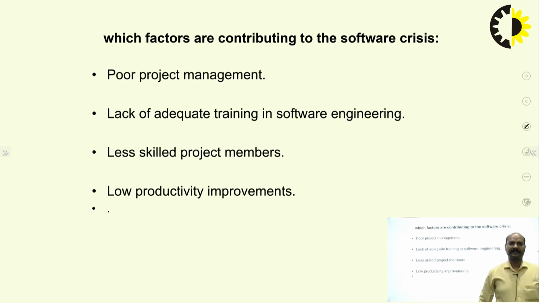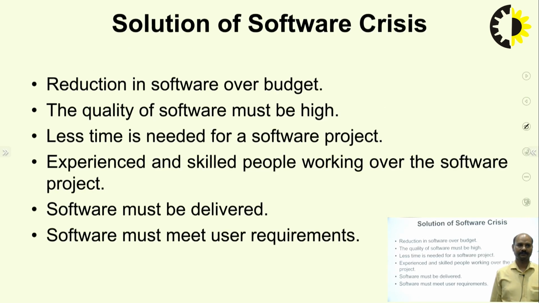The factors contributing to the software crisis are poor project management, lack of adequate training in software engineering, less skilled project members, and low productivity improvements. So, the solution of the software crisis: reduction in software over budget.